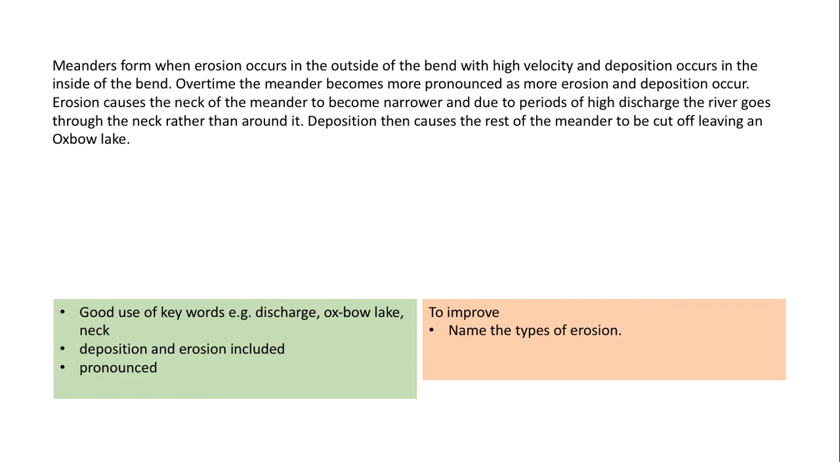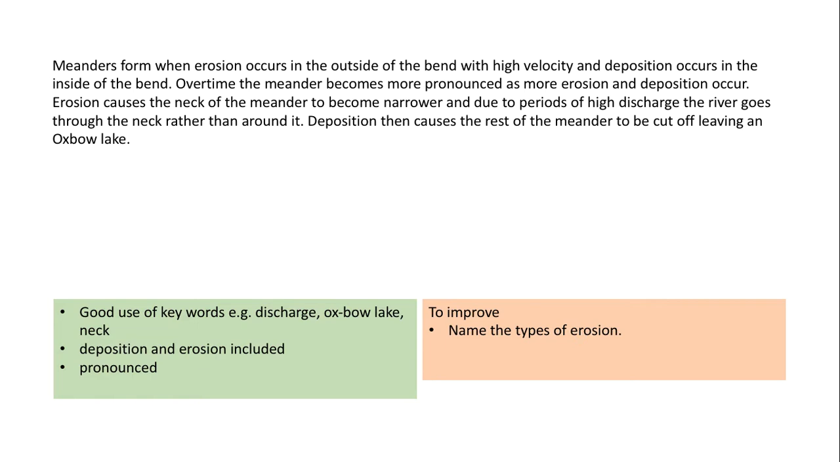Let's look at the next sentence. Over time, the meander becomes more pronounced. Great, so we got that phrase in, it's becoming more pronounced as more erosion and deposition occur. Fantastic. Erosion causes the neck of the meander to become narrower. Great phrasing there. We're talking about the neck becoming narrower.